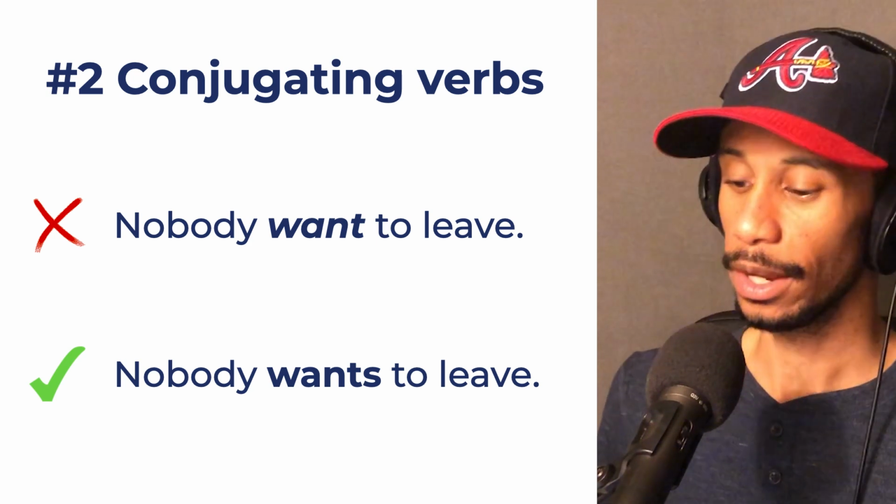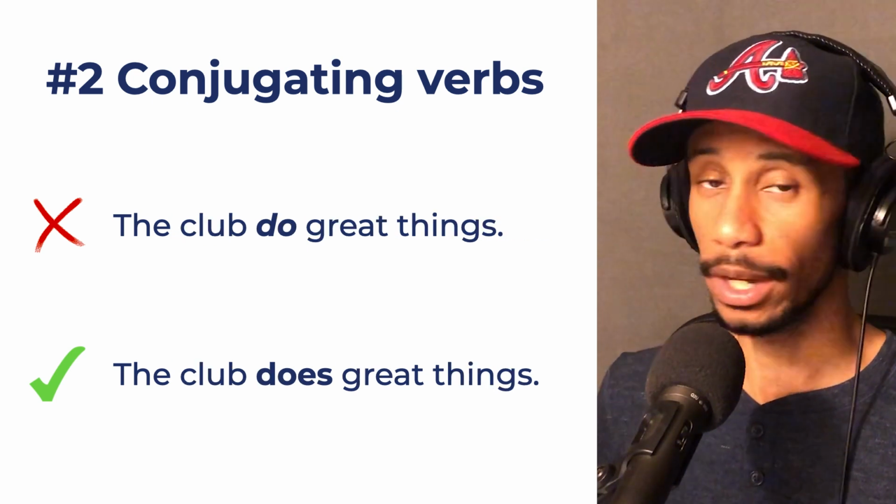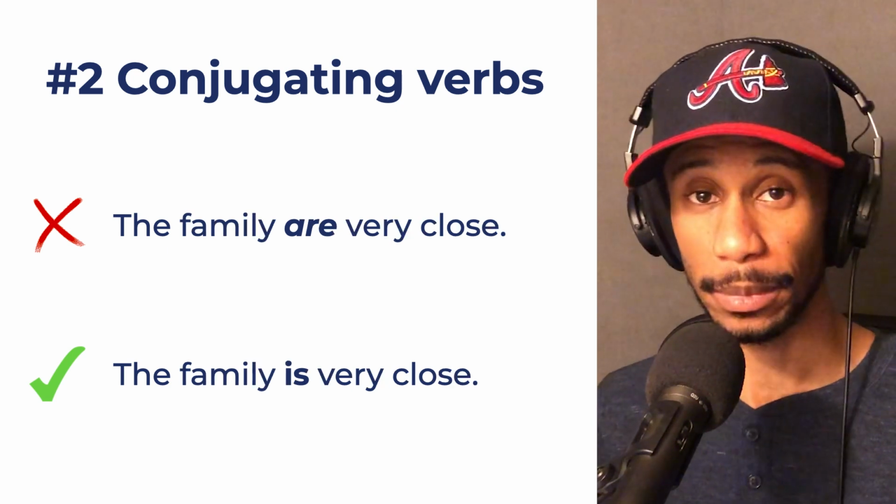That's grammatically incorrect. Or I would say the team has a great coach, or the club does great things. You know, the family is very close. I would never say the team are good, or the club have this, or the family are this. I know in some other countries, like in England, for example, when referring to a team or some type of group, they conjugate it in the third person plural. So in England, they might say this football club or this team are doing very good. I have heard that before, but in the U.S., we don't speak that way.